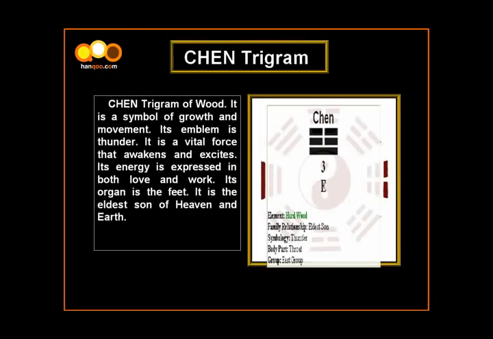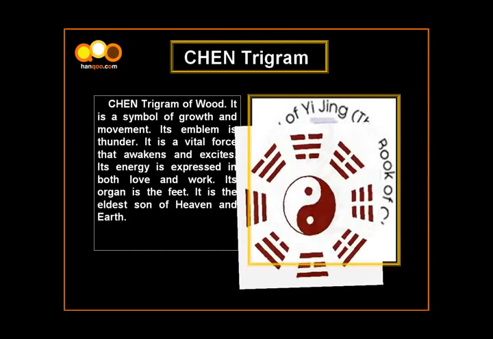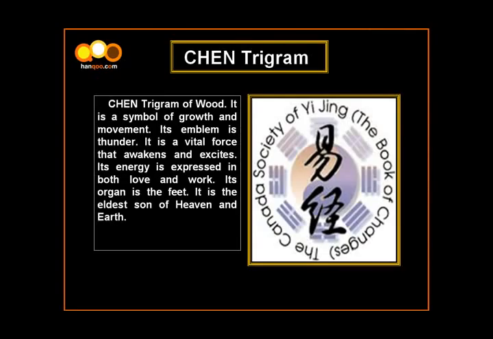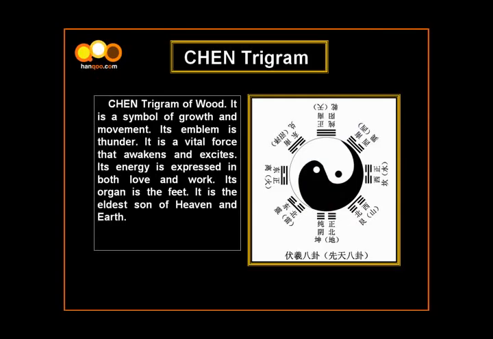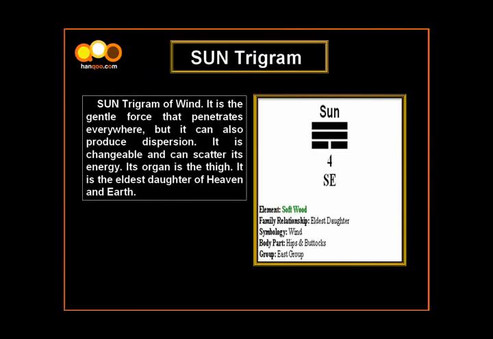Zhen trigram of wood. It is a symbol of growth and movement. Its emblem is the thunder. It is a vital force that awakens and excites. Its energy is expressed in both love and work. Its organ is the feet. It is the eldest son of heaven and earth.